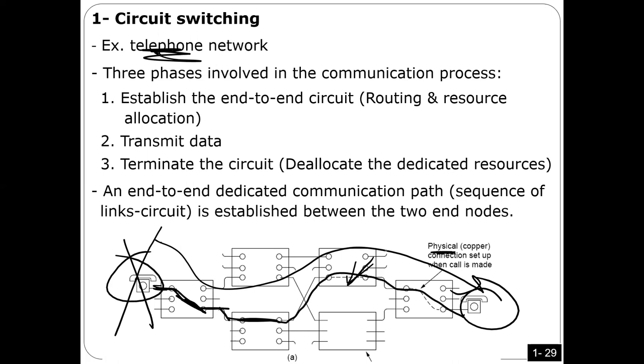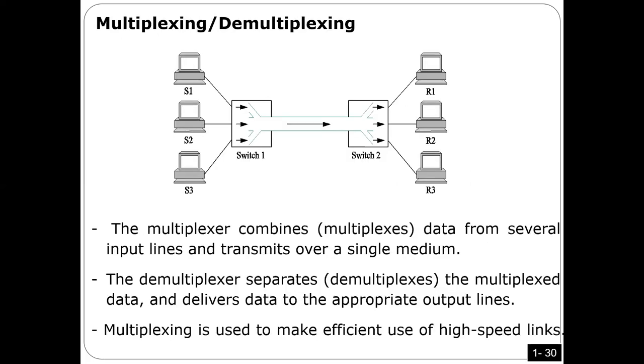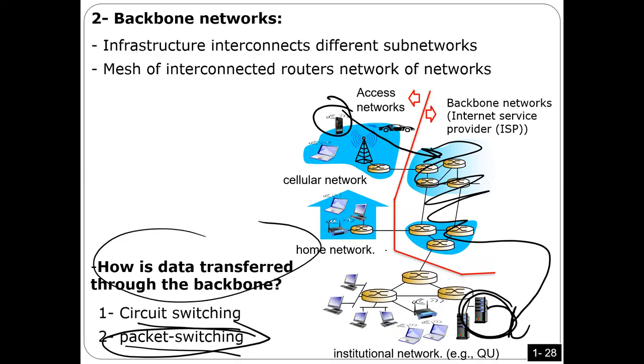So there is no reservation. You are not gonna reserve any resource. That is why it is possible that after you transmit some packets, these packets are dropped. Okay, that is why, in case of packet switching, we actually share resources. Share. What do you mean by share?